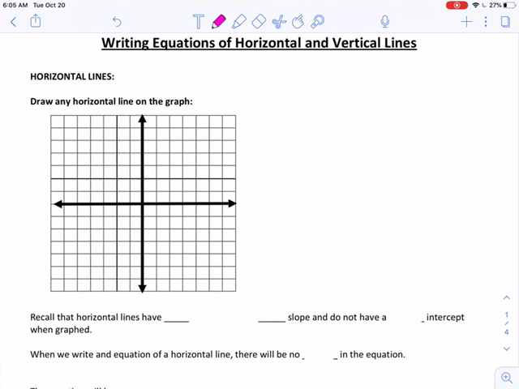Yesterday we talked about parallel and perpendicular lines. Today we're going to talk about a different pair of special lines, horizontal and vertical. So we talked about horizontal, vertical a little bit back when we talked about slope.